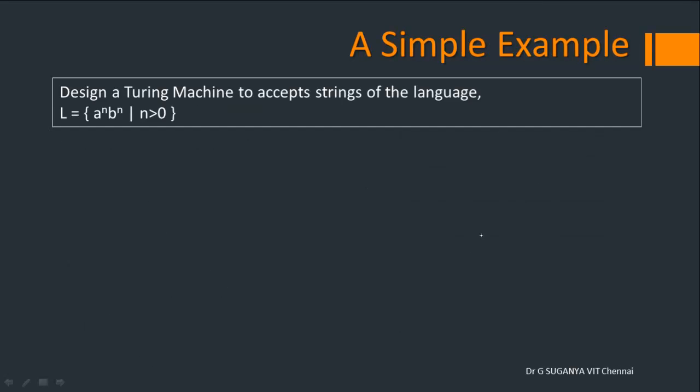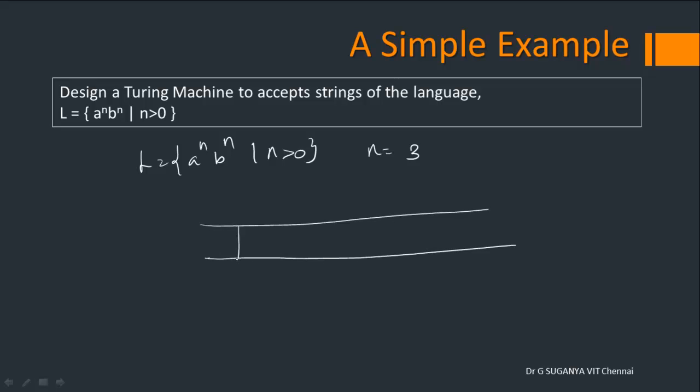Let's see one simple example of designing a Turing machine with a logical explanation. L is equal to a power n, b power n, where n greater than 0. Let's take one sample value n is equal to 3. So what to do? Assume the tape initially contains all blank symbols, now filled with the word that you want to check. So what is that? It is n is equal to 3. So the tape will initially have A followed by B.